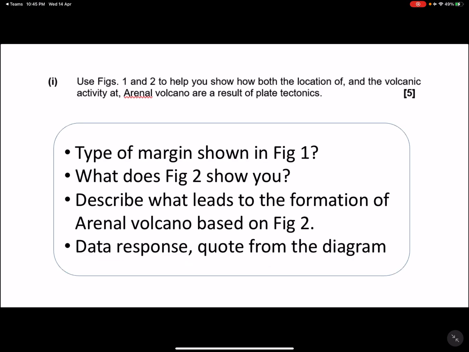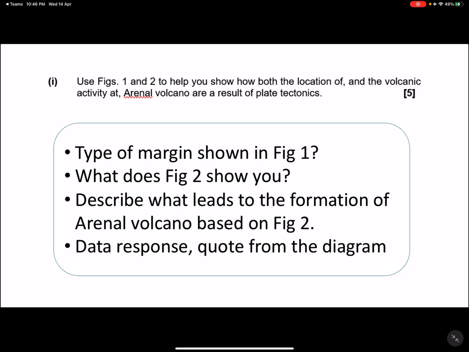So when they ask you to use both diagrams, figure 1 and figure 2, show how location and volcanic activity are a result of plate tectonics, what are you supposed to highlight for the 5 marks? Number 1, you need to tell me what kind of margin is shown to you. Okay, is it oceanic? Is it oceanic continental? What is your evidence? Okay, what does it tell you in figure 1? What does figure 2 tell you? Does it corroborate with what you mentioned earlier? If it does, then tell us. Okay, tell us what you see in figure 1 that tells you this, what you see in figure 2 that tells you this. Okay, and then what happens? Okay, how the Arenal volcano was formed.